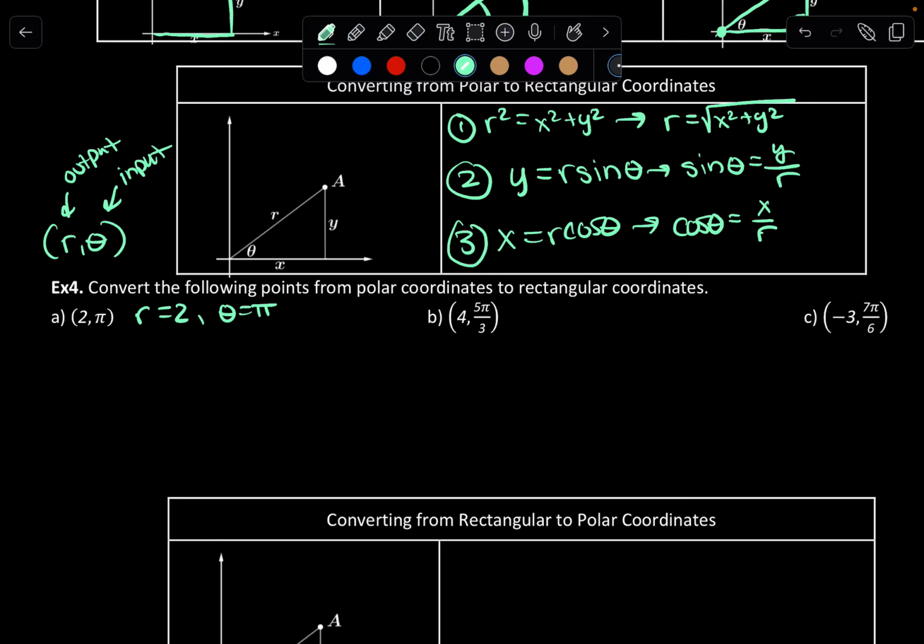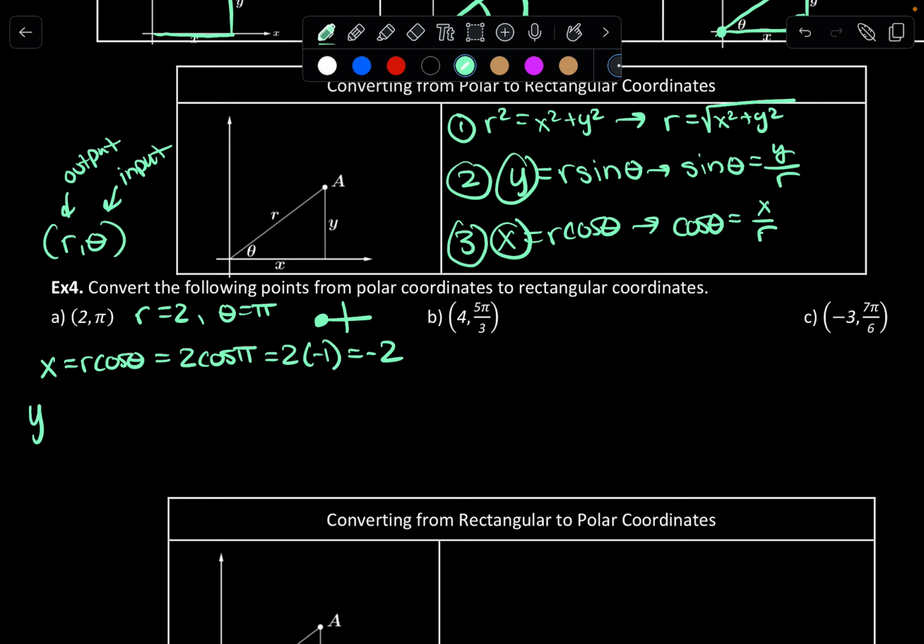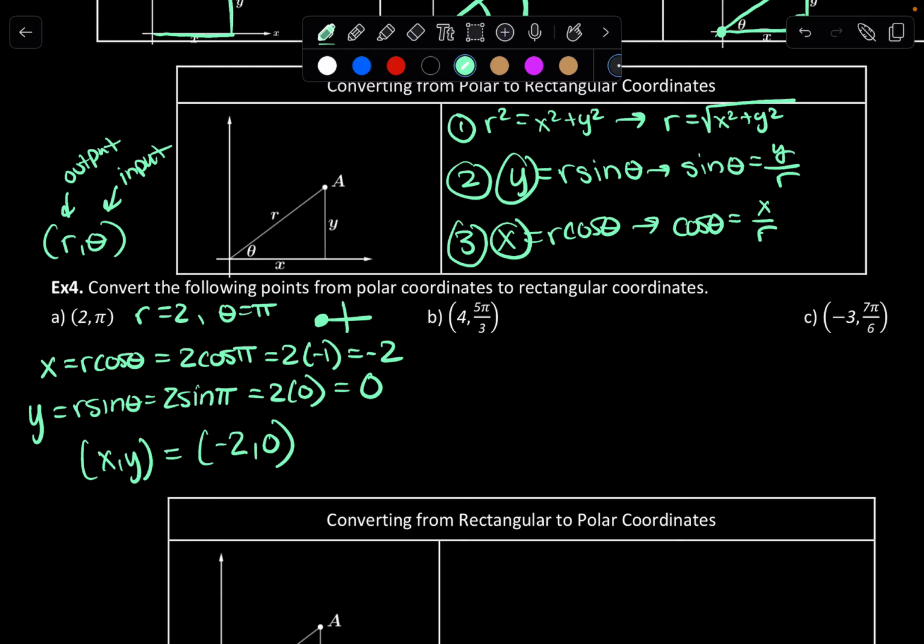All right, so if I want to convert to rectangular, I need to solve for x and I need to solve for y using r and theta. So x is equal to r cosine theta. My r is equal to 2 and my theta is pi. If I think about the unit circle, I'm over here. Cosine of pi is going to be -1, so I have 2 times -1, which means my x-coordinate will be -2. For y, it's r sine theta, which is equal to 2 sine pi. Sine of pi at that same point is 0, so I have 2 times 0, which is equal to 0. So that means my rectangular coordinate is going to be (-2, 0).